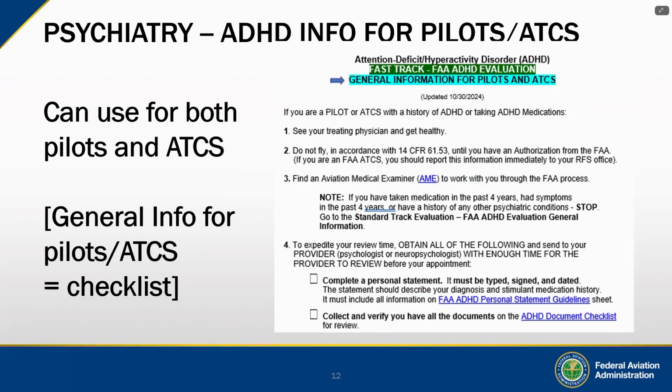Regarding psychiatry, this is just consistency. There's no policy change. This is just consistency from last month. We have a document in the AME guide called General Information for Pilots and Air Traffic Controllers. One is about fast track, and one is about the regular track if they need an ADHD evaluation. You can use it for pilots and for air traffic controllers. What you're looking at on the screen is the first clip of this page. It's really a general information checklist for pilots or air traffic controllers so they will know what documents they need to bring and what's going to be expected.